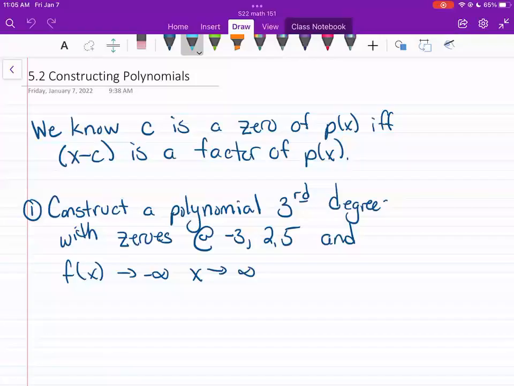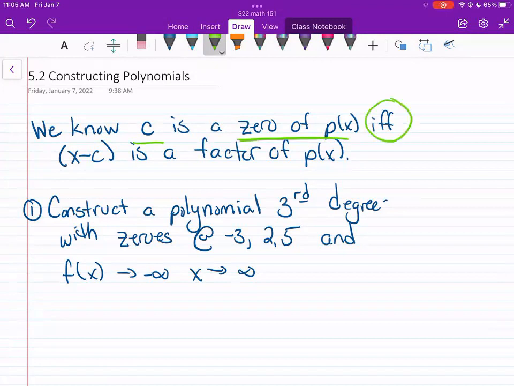Understanding the idea of synthetic division, the remainder theorem, and the zeros theorem allows us to then construct polynomials. A couple of things that we know from the previous videos: we know that c is a zero or a solution of P(x) if and only if x minus c is a factor of P(x).